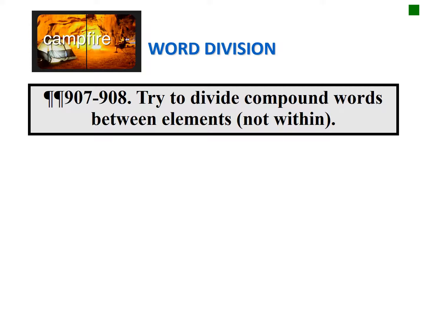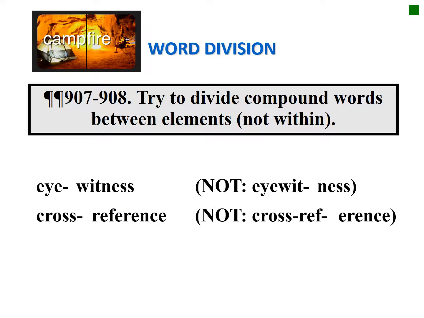Try to divide compound words between elements, not within. Eyewitness, cross-reference. If you look to the right, you would not want to do eyewit and then ness on the second line, or cross hyphen ref and then hyphen in the rest of the word on the second line. Divide after the root word.